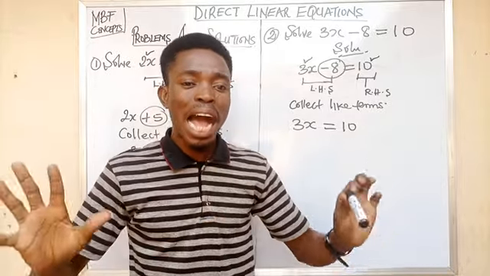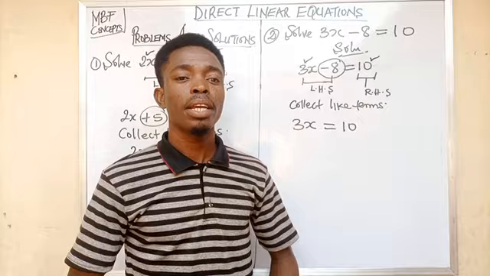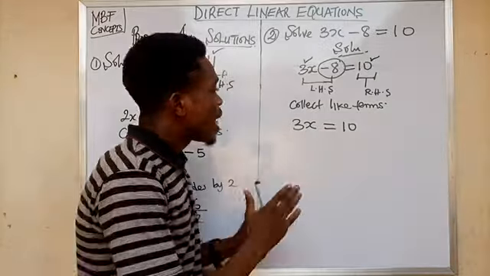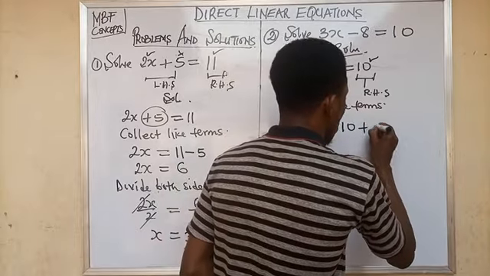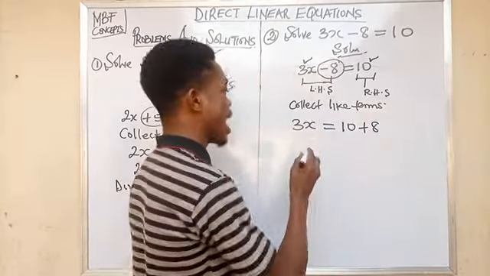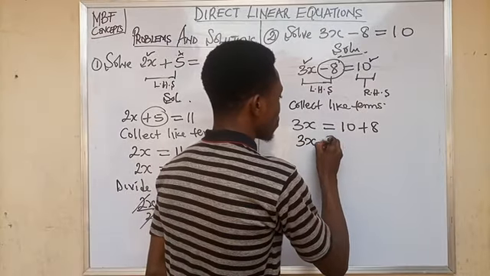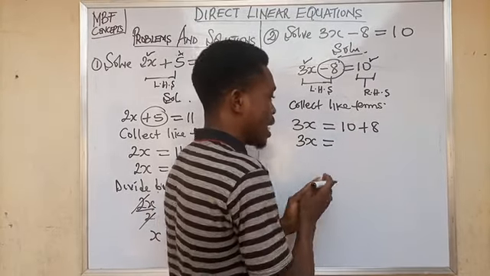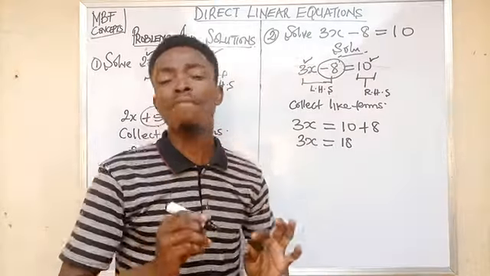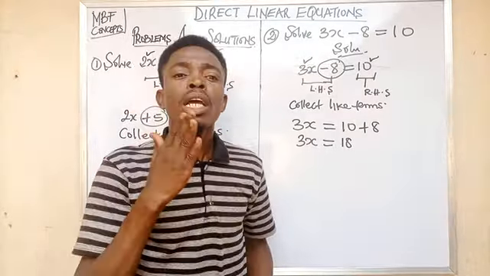Principles are things that when you know, they make life easy for you. Okay, now here we will simply have plus 8. So as minus 8 moves from left to right, it becomes plus 8. Then we will have this as 3x is equal to 10 plus 8, guys. We will have 18.